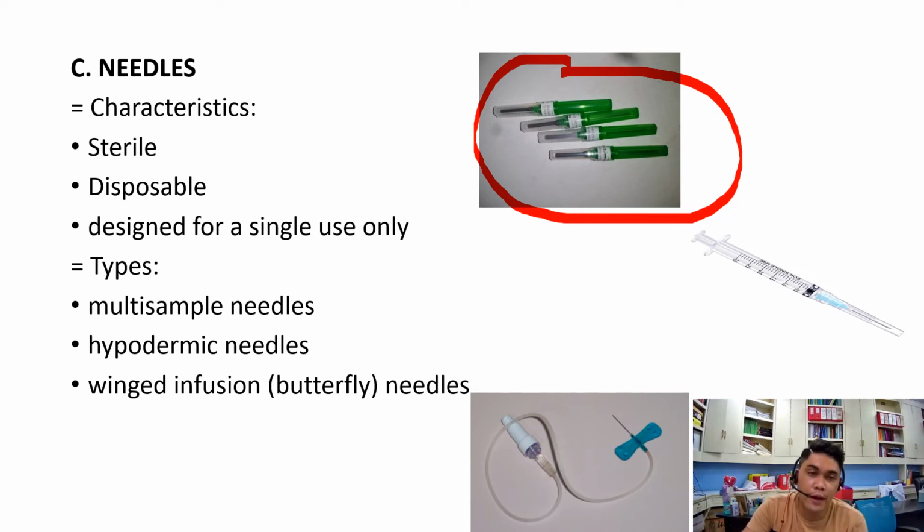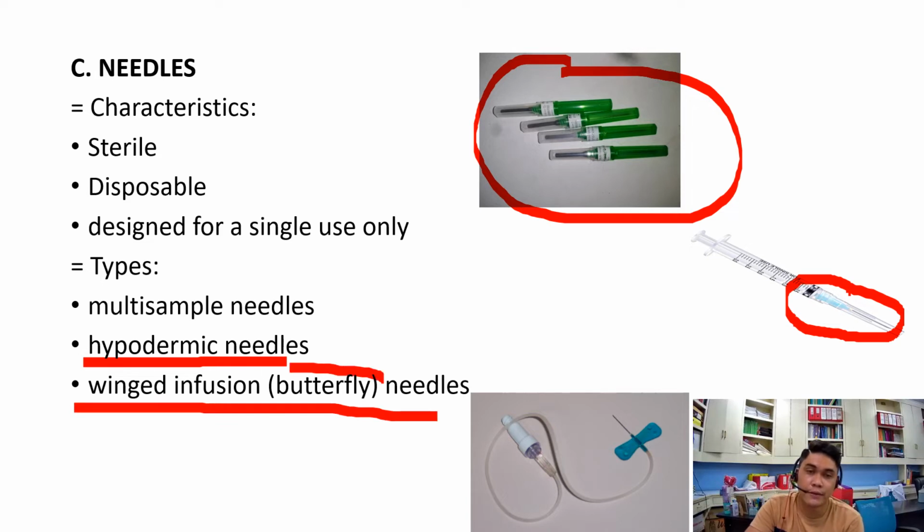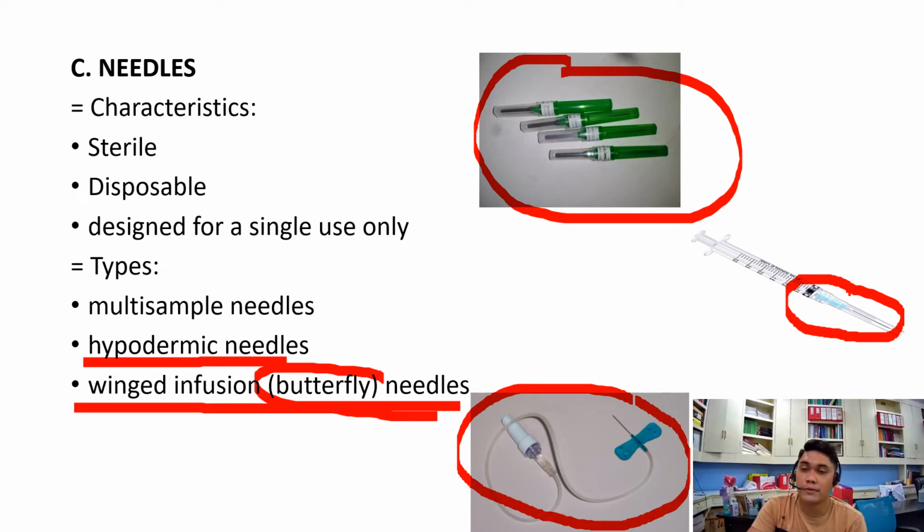The next you have hypodermic needle. Hypodermic needle is the needle used in syringe method, or the needle in a syringe. Okay, that is a hypodermic needle. Then last you have wing infusion needles or butterfly needles or butterfly infusion needle. So this one is an example of a butterfly needle.